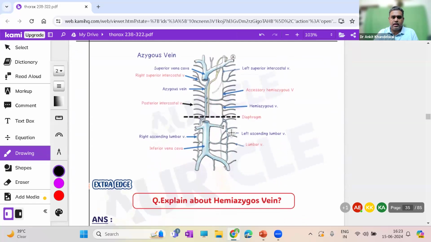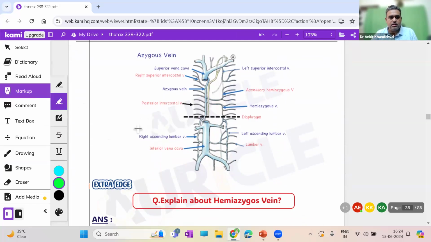Coming down again, the same diagram over here, just go through the labelings, take a screenshot if you want. This is a diagram which you can actually make. There's no harm in making this. Remember, as I told previously, it's also a game of labelings. So start with drawing SVC and IVC. Then find a way to form the right ascending lumbar vein and finally draw the azygous vein. Azygous vein, try to connect it to IVC and SVC.